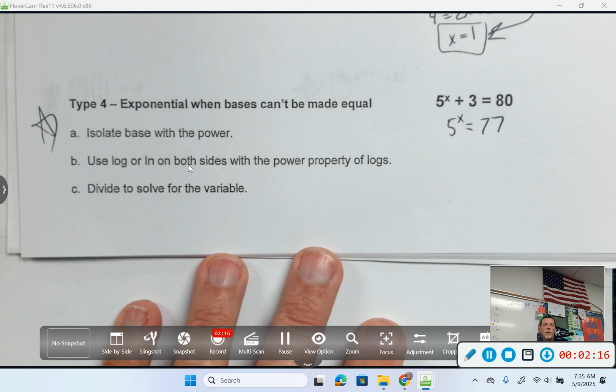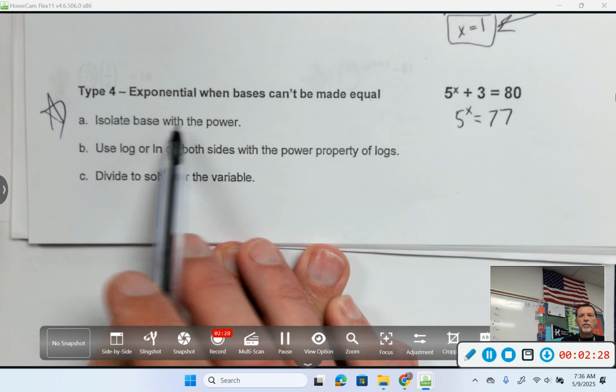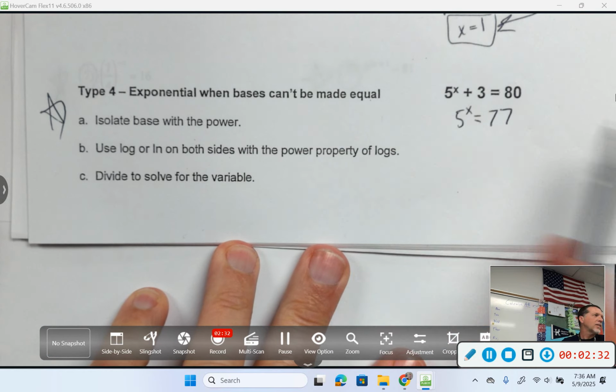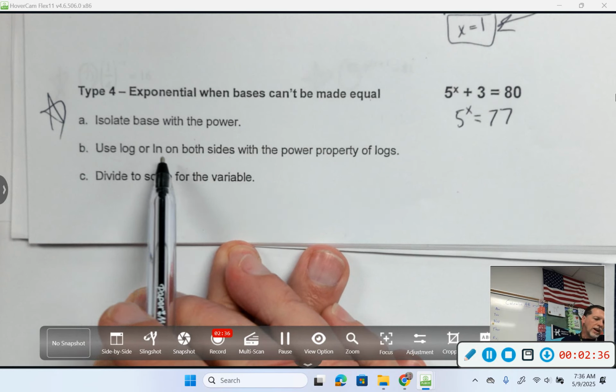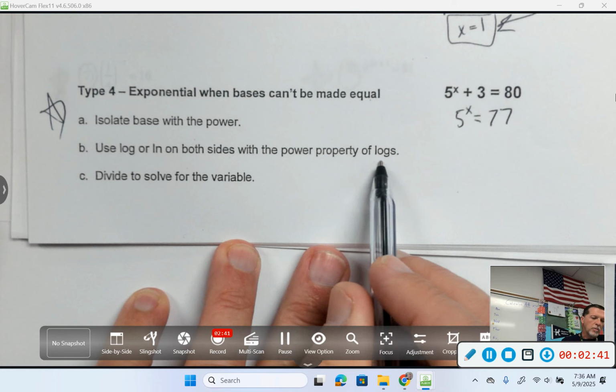Okay. I'm going to show 2 different ways to work this problem. I'll do the way I like first, and then I'll do the other way second, and you can pick whichever way you like. Isolate the base with the power. So we did that already. We didn't even talk about the rule. Just Joaquin figured out that it's probably best to get the 3 out of the way. So yes, do that. Use log or natural log on both sides, and then with the power property of logs.